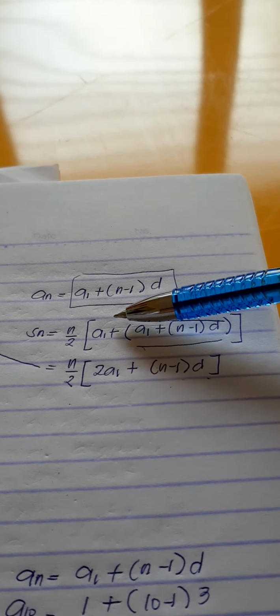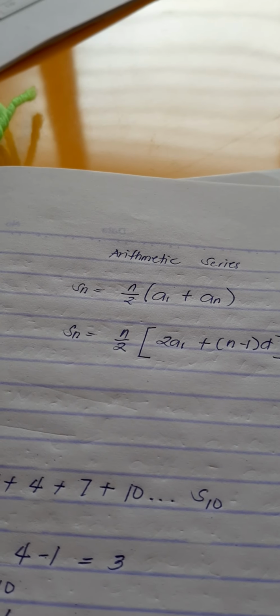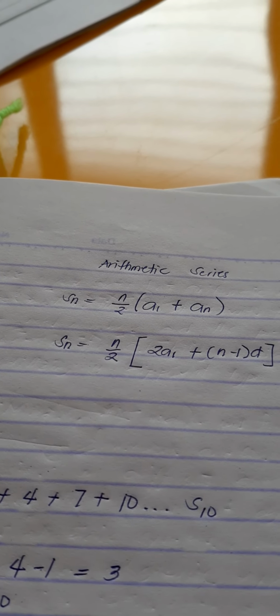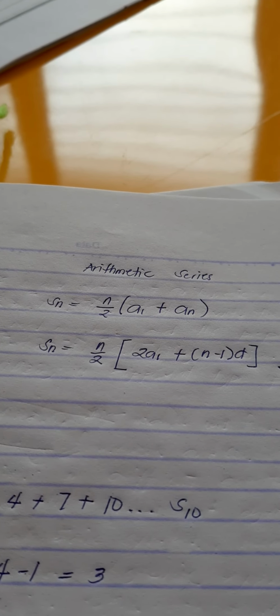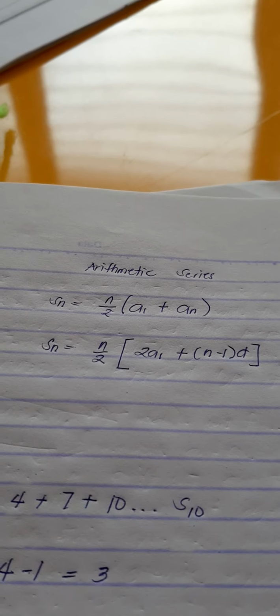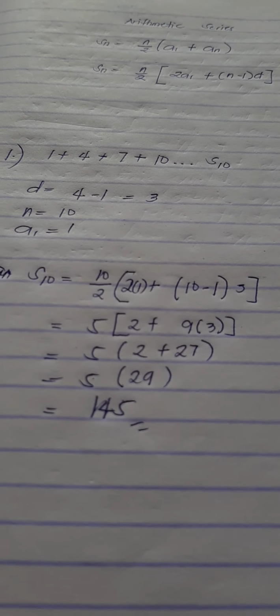All we need to do is just to combine like terms and copy those terms that don't have the same term. So we have a sub 1 plus a sub 1 is equal to 2a sub 1, and we will just copy n minus 1 times d since they are not common with the other terms. So we arrive at this method. We have S sub n is equal to n over 2 times the quantity of 2a sub 1 plus n minus 1 times d.